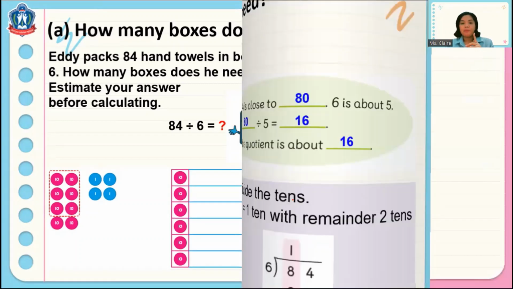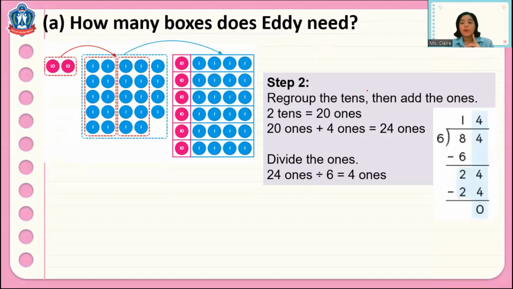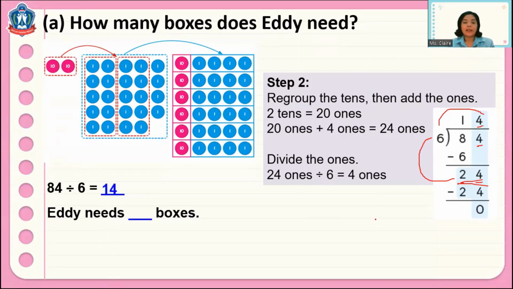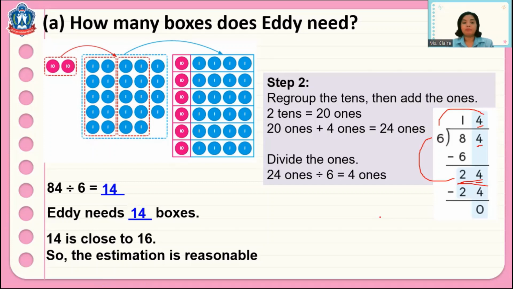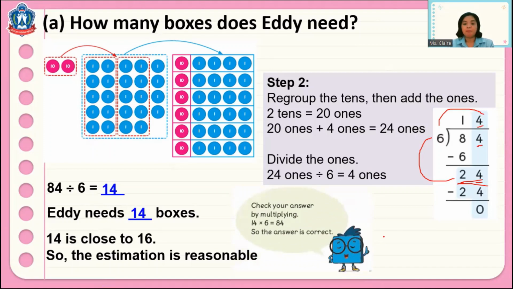The next step is we are going to regroup the tens, then add the ones. So we have 2 tens here. We put the 4 ones here below. We got 20 ones plus 4 ones, so we have 24. 24, we divide by 6 again, we got 4. So 4 times 6 is 24, so there will be no leftover. So our answer is 14. So 86 divided by 6 is 14. So Eddie needs 14 boxes. So 14 is close to 16, so therefore our estimation is reasonable.